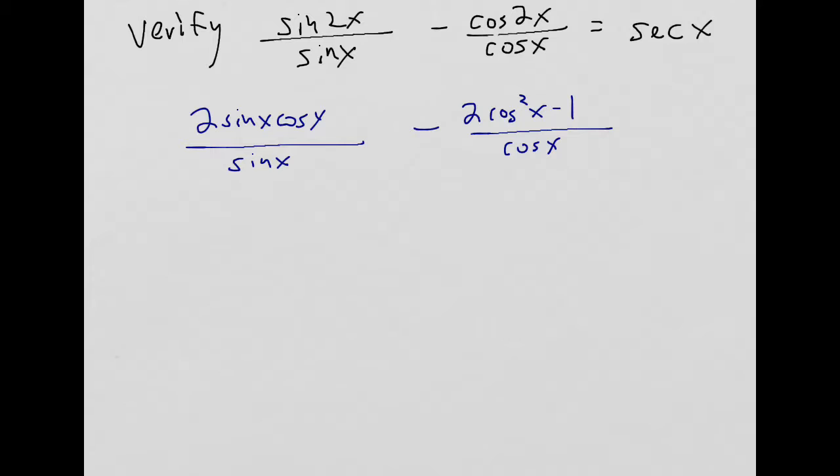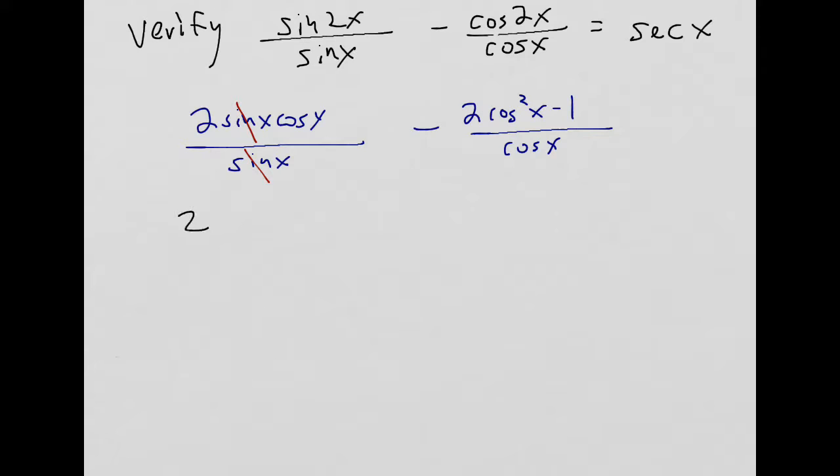Okay. Now we notice on the first fraction here, the sines do cancel out. So let me just rewrite that: 2 cosine of x. Now on the right side, you've got to be careful with this one here. We do split this up, but we have to make sure that we distribute the sign. So this becomes minus 2 cosine squared of x over cosine of x. But because of that minus, it becomes 1 plus 1 over cosine of x.